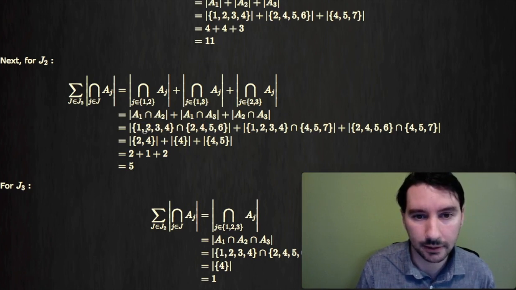So A1 intersect A2 is the set 1, 2, 3, 4 intersect 2, 4, 5, 6, which is {2, 4}. A1 intersect A3 is the part we're looking at. It's these two sets, just plugging them in, 1, 2, 3, 4, and 4, 5, 7, and their intersection is just {4}. It's the only point they have in common. And then we do the same thing for A2 and A3, which is {4, 5}. And finally we count the number in each of these sets, so it's 2, 1, and 2, which gives us 5.